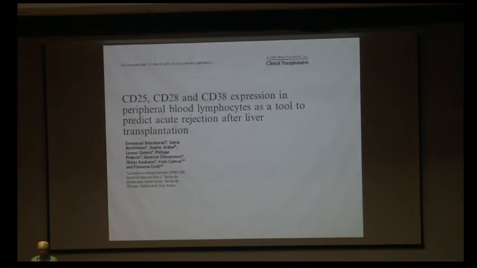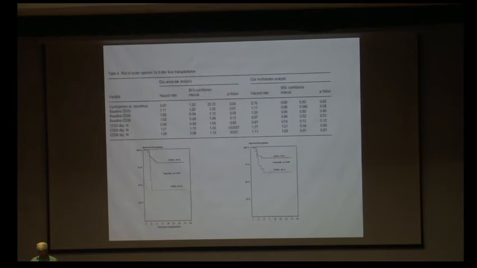Now, how can we predict? I'm not going into details of acute rejection. Just, can we predict rejection before it occurs? So this was a very good study published in Clinical Transplant where CD25, CD28, CD38 expressions were seen. And again, what they could see was that if the CD28 was less than 45%, then the rejection-free patients were higher. Similarly, if CD38 level was less than 30%, then rejection-free patients were higher.